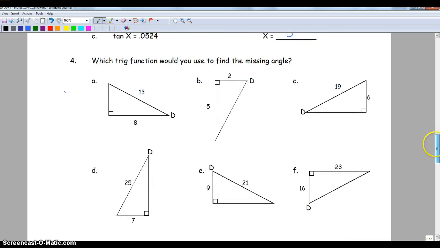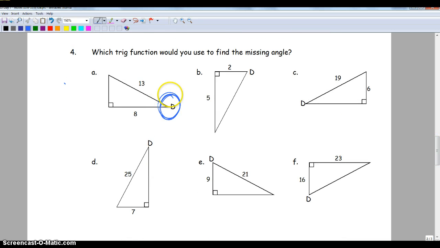And then the last one is just which trig function would you use to find the missing angle. So what you'll do is you'll look at the angle that you have, D's for all of these. 13 is your hypotenuse, and 8 is your adjacent side. It's right next to it. So we're trying to figure out between, let's write SOHCAHTOA here. SOHCAHTOA. We want to know, are we going to use sine, cosine, or tangent if we have the adjacent and the hypotenuse side? So we're looking for the trig function that has A and H with it. Well, sine has O and H, so that's not it. Cosine has A and H. That's the one I have, so I would write cosine.